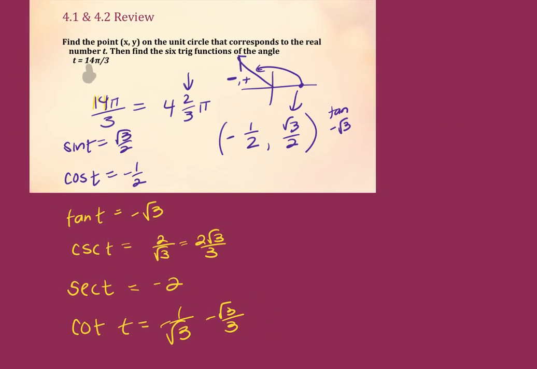Questions on any of those? So these could be literally any special angle, any over 3, any over 4, any over 6, any over 2, any whole number. And you'd be expected to find it. Positive, negative, doesn't matter. You'd be expected to find it.